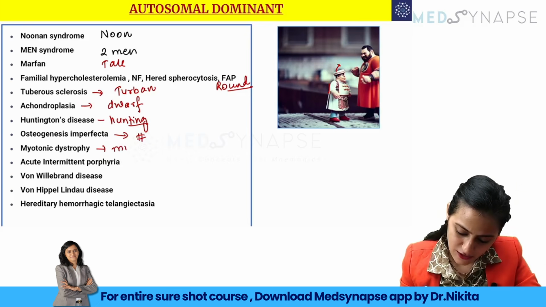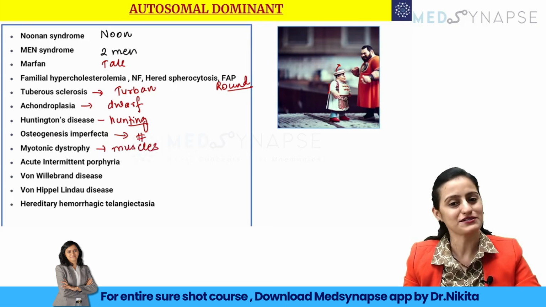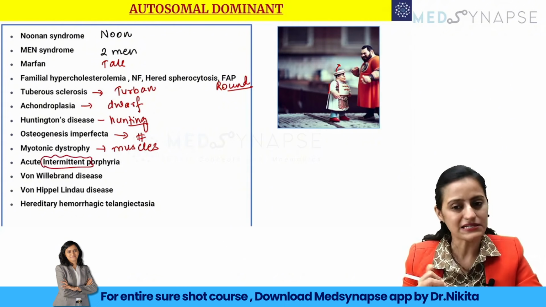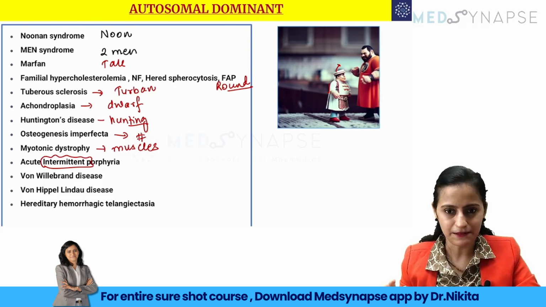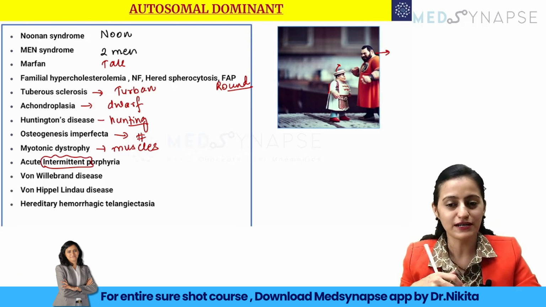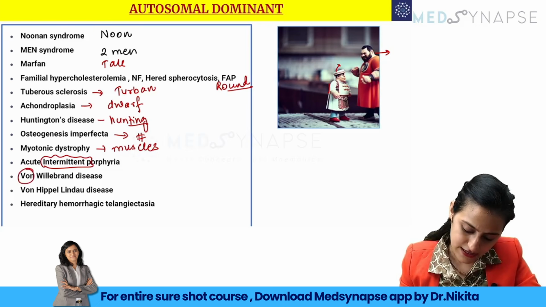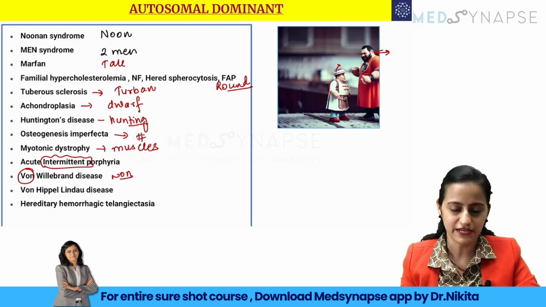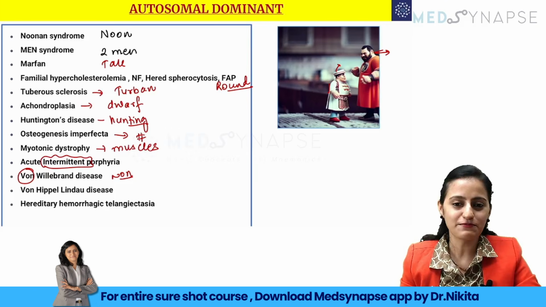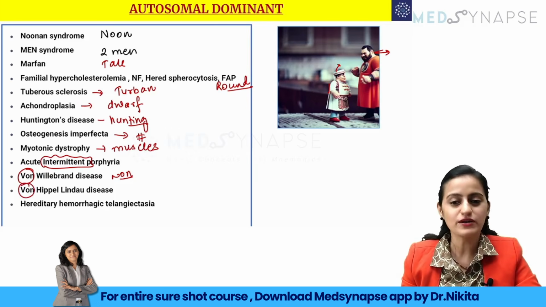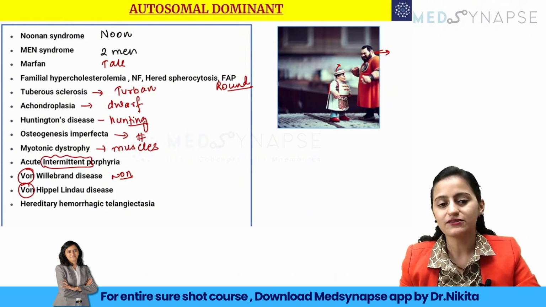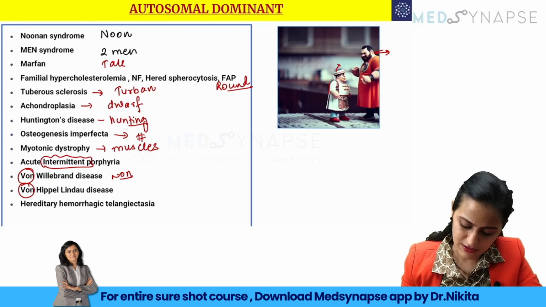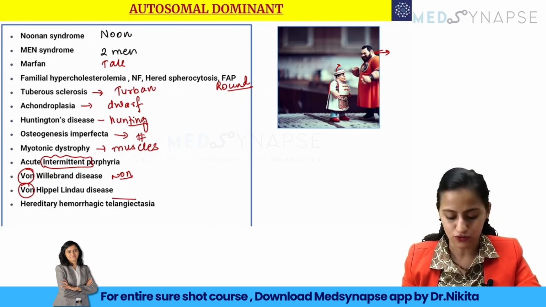His muscles are also injured. There is myotonic dystrophy, right? And this keeps happening in between, intermittently. And finally, who won the fight this time? This tall hatta katta person won the fight. So von Willebrand disease, von Hippel-Lindau disease, these are autosomal dominant. And remember that hereditary hemorrhagic telangiectasia is also autosomal dominant.